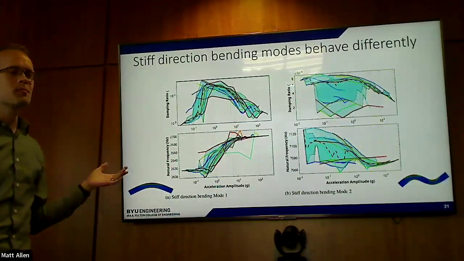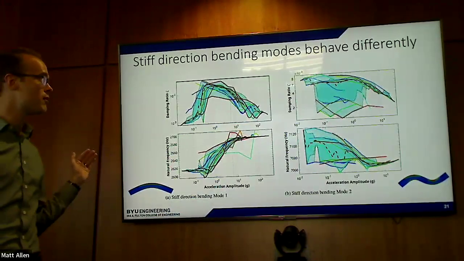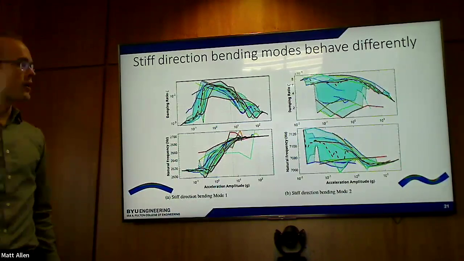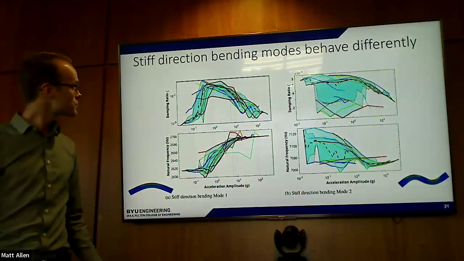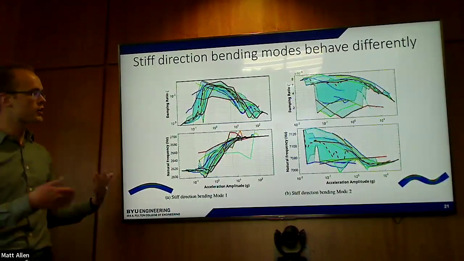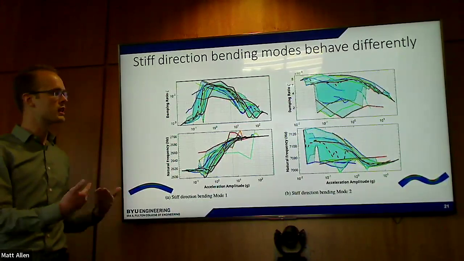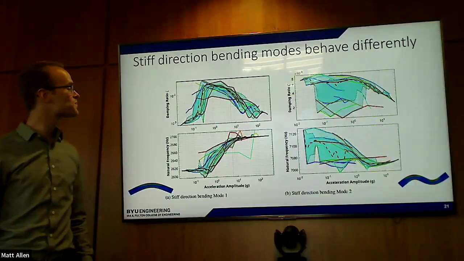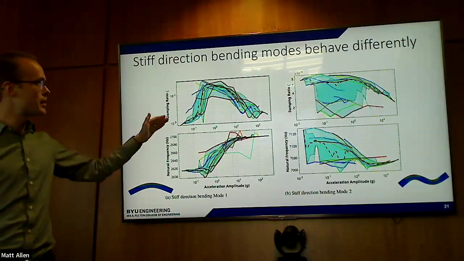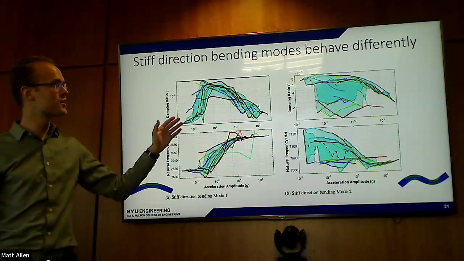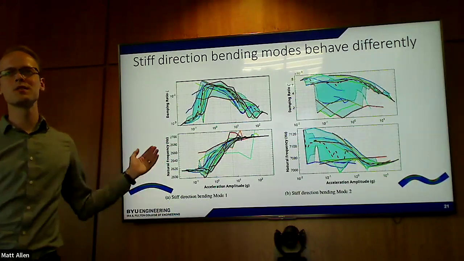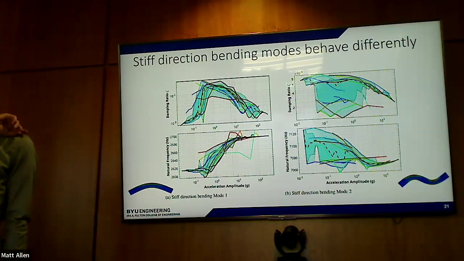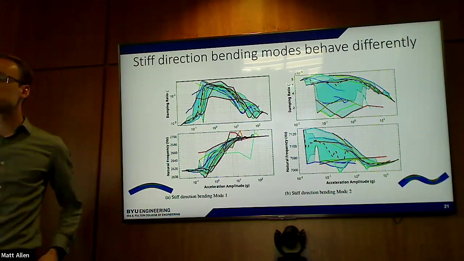And not all of the modes behaved the same. In fact, every mode essentially had its own characteristic behavior, and it was really hard to make generalizations. So these are the stiff direction bending modes, so the out of plane, or I guess in the plane, however you want to think about it. And these actually sometimes increased and then decreased, or strictly decreased as opposed to the behavior of mode 1. And the blue was the first, and then the red is the last one in the set.